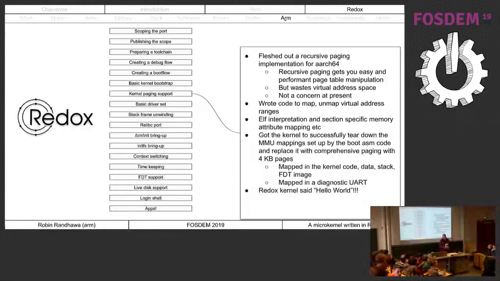Fleshed out recursive paging implementation for AArch64. This was fun. It's a trick used typically on x64 to have the MMU help you when you want to do page table updates rather than you walking page table hierarchies. But it involves tricks with selection of virtual addresses and the way in which you program MMUs. And nobody had done it for Armv8.